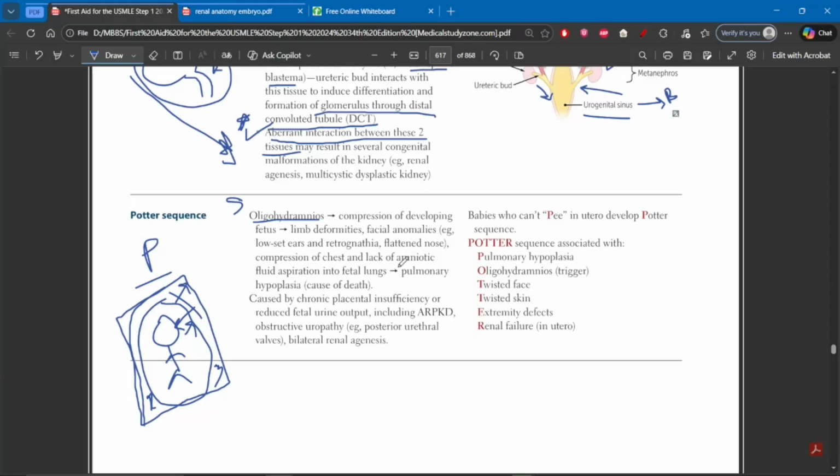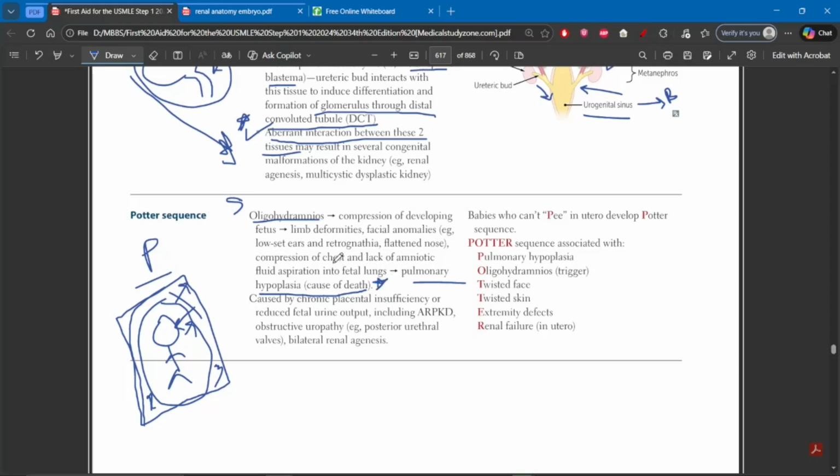There could be compression of the chest and lack of amniotic fluid aspiration into the lungs, which could result in pulmonary hypoplasia, which is, I think, the most fatal complication. So it starts from oligohydramnios, ends with pulmonary hypoplasia, and you have to remember that pulmonary hypoplasia occurs in this. So this sequence is mostly important for the fact that it causes pulmonary hypoplasia.